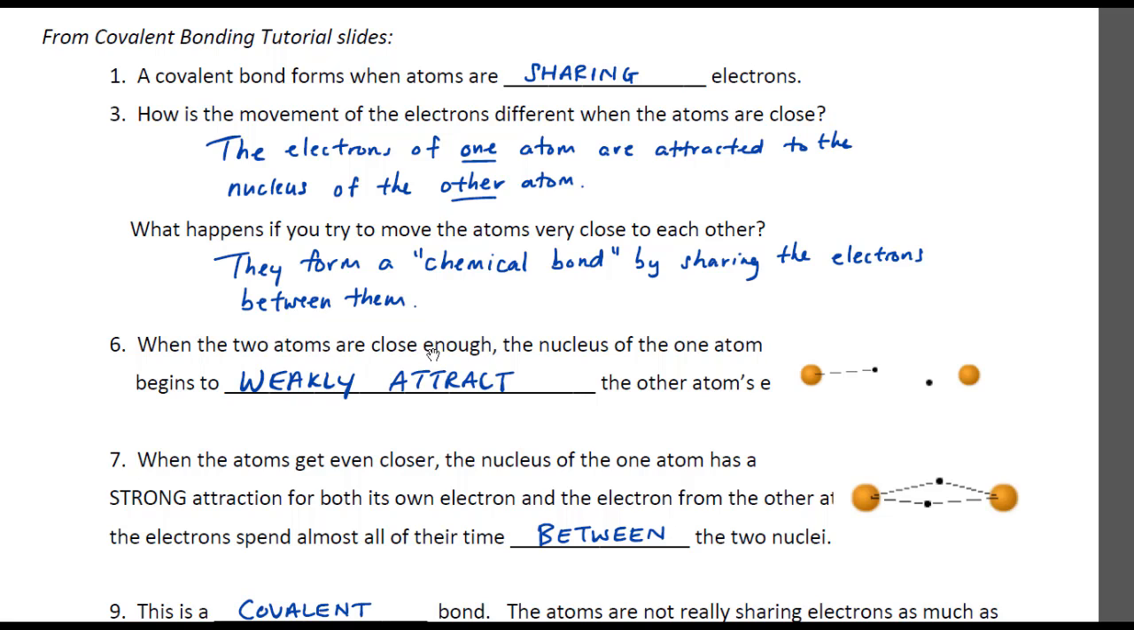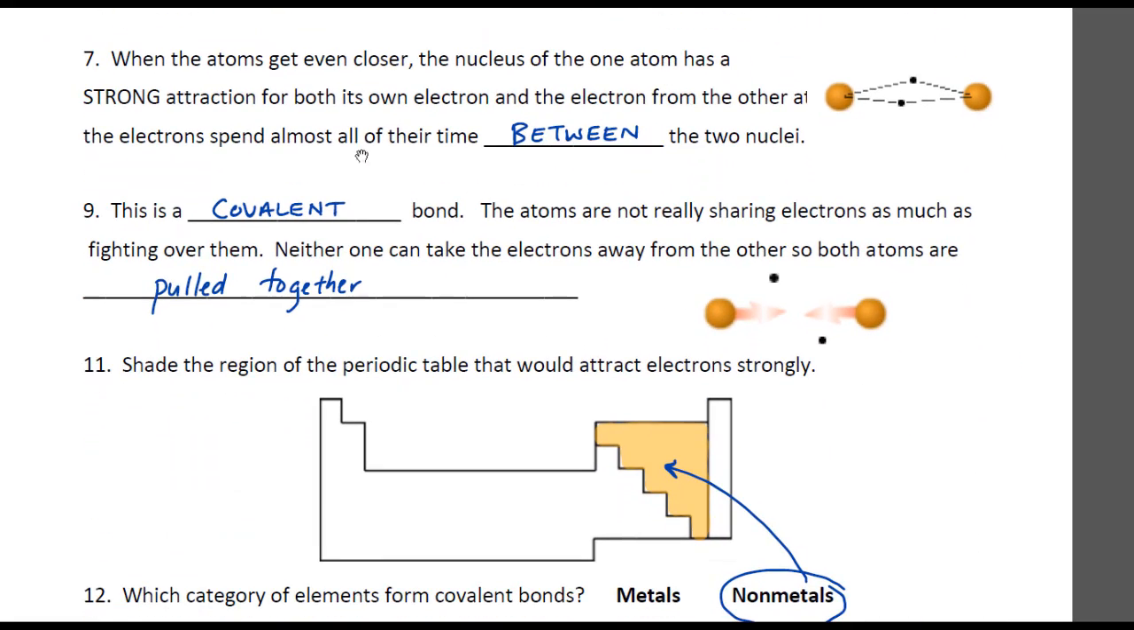When the two atoms are close enough, the nucleus of one atom begins to weakly attract the other one. Remember, we moved this guy in, and then this electron suddenly started to want to be near this guy over here. When the atoms get even closer, the nucleus of one atom has a strong attraction for its own electron and the electron from the other guy. So we have this guy pulling on this one and this guy pulling on the other guy's as well. And so the electrons actually end up hanging out in between the two nuclei most of the time. And again, this is the covalent bond. This is called a shared pair of electrons.